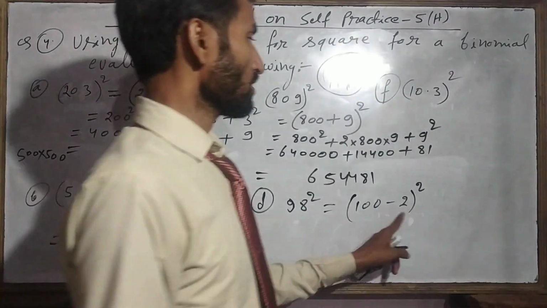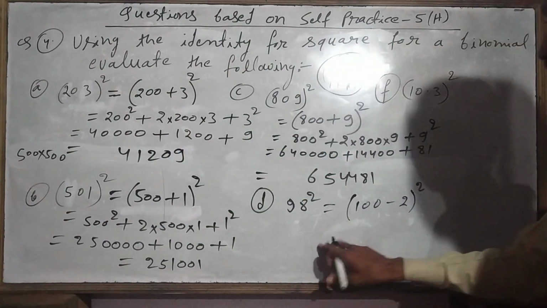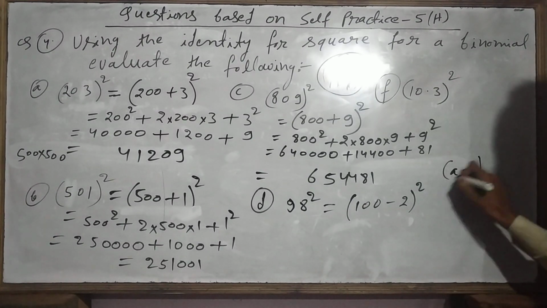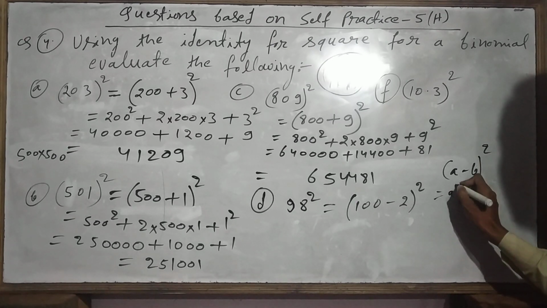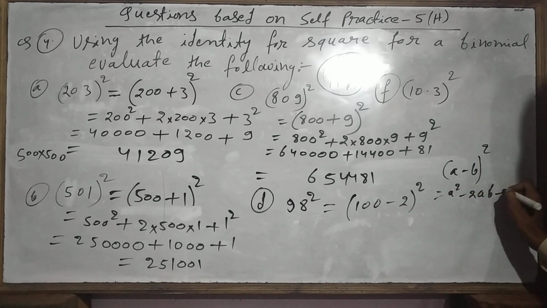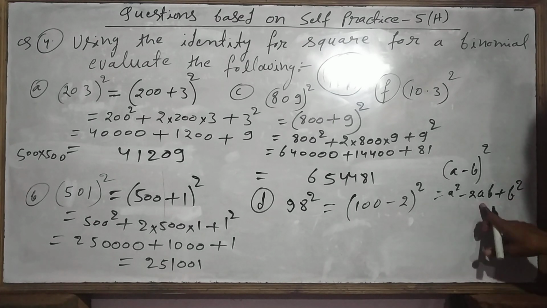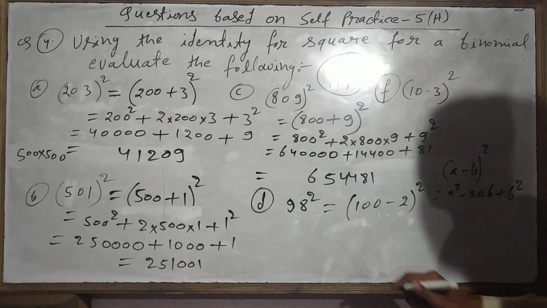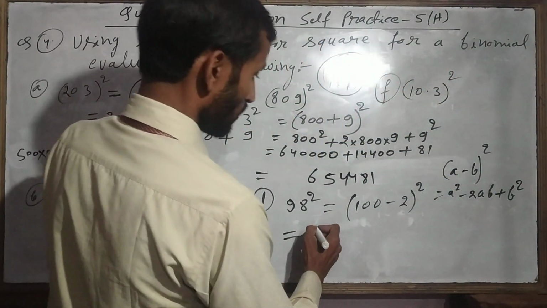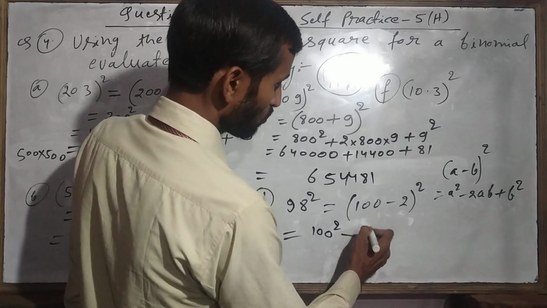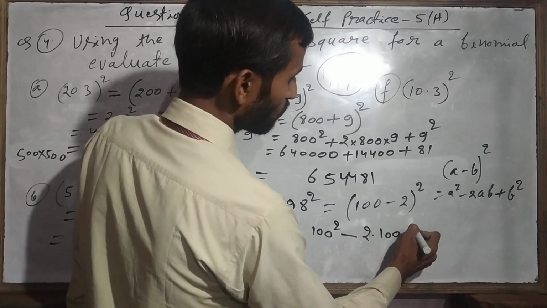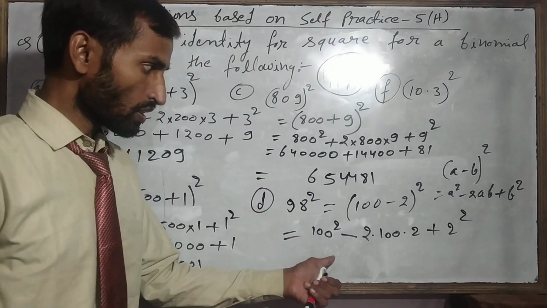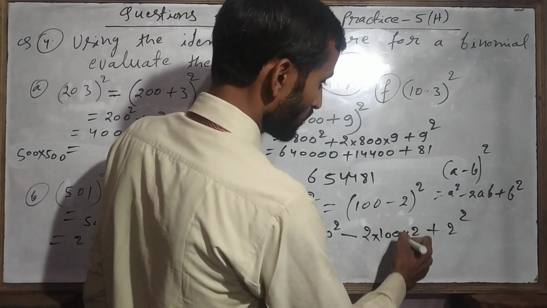Okay, so a minus b whole square. A minus b whole square formula is what? A square minus 2ab plus b square, like this. So this one is a minus b whole square. So a square 100 square minus 2 into 100 into 2 plus 2 square.